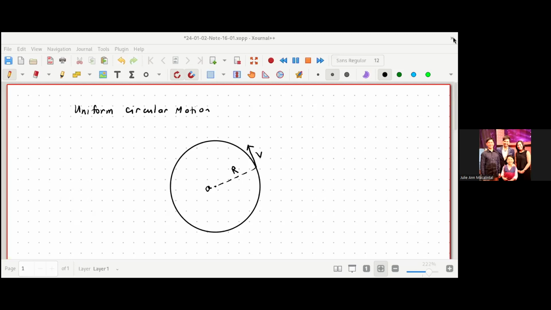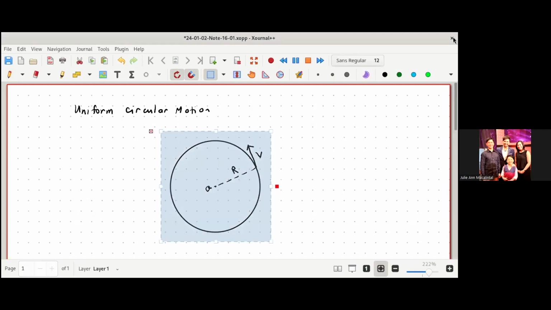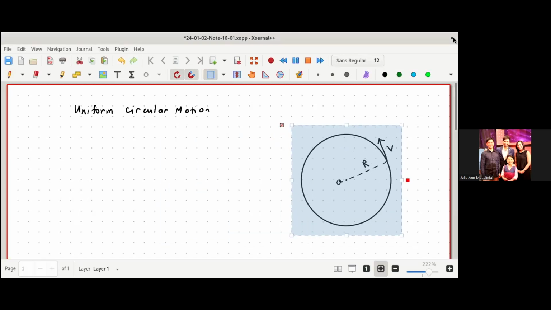Una, consider natin uniform circular motion. Kung ano yung acceleration, we've already computed this, so I'll just recall. If you're moving at constant speed, constant direction on a circle, clockwise or counterclockwise, the known result is that the acceleration is always going to point towards the center.